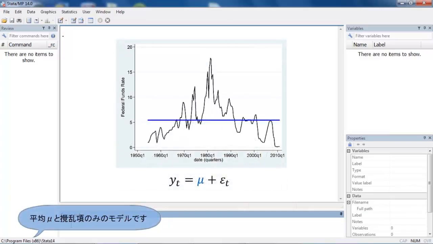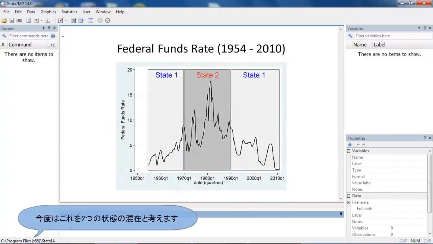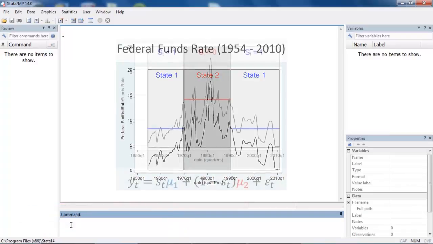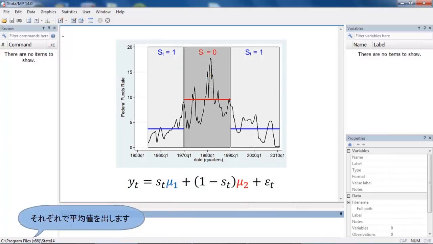For example, we could fit a simple model for the United States federal funds rate assuming that the mean is constant. But sometimes conditions alternate between different regimes or states. In this example, the decades of the 1970s and 80s were characterized by periods of high interest rates, while the rest of the sample displays moderate levels. We could fit a two-state model and estimate separate parameters for each state using an indicator variable.